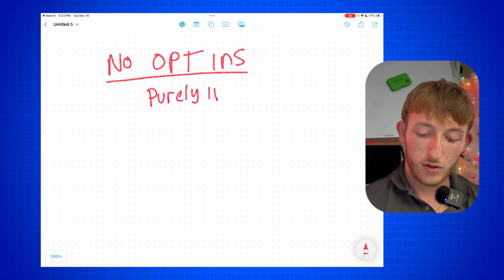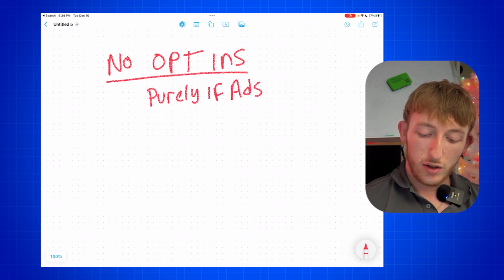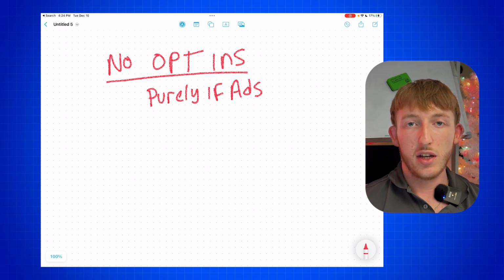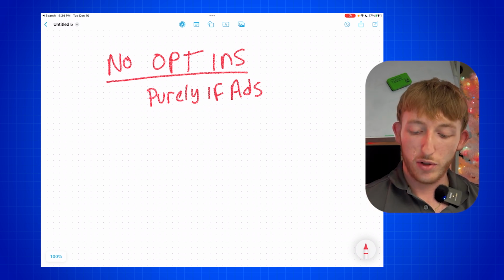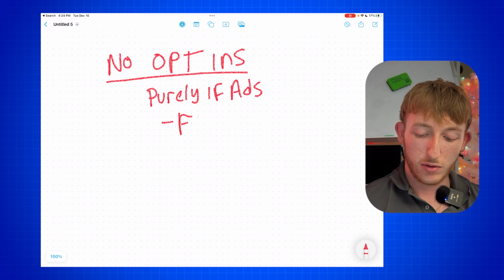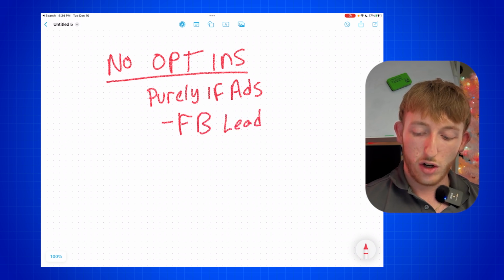Now, a good alternative to this, purely if you're running ads, and only on Facebook ads as well, is Facebook lead forms, right? These are pre-filled opt-in pages that can be used inside of your CRM. You can push all the data back into your CRM from this, right? So we're not going to use an opt-in page on the funnel itself. We're going to simplify the funnel itself as much as possible. And that's how I'm able to condense all this information into this video.